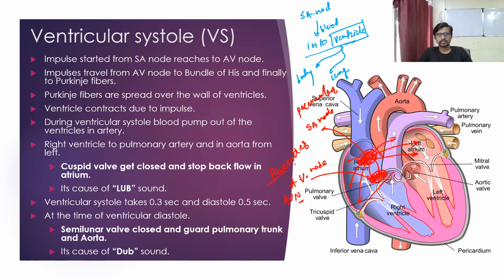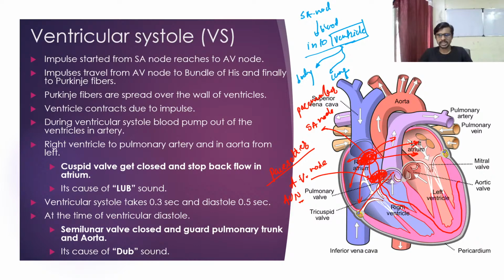Okay, so let's see guys, the pulses coming from the SA node are not going to enter into the ventricles directly. Why? Because there is a long distance from the SA node to the ventricle, and it requires a specialized system to move the signal through the wall of a ventricle. Because of that we need the AV node here. So from the AV node we have the bundle of His and Purkinje fibers.